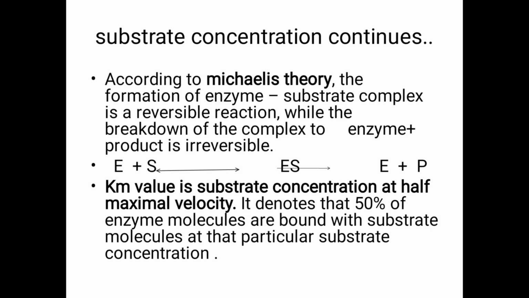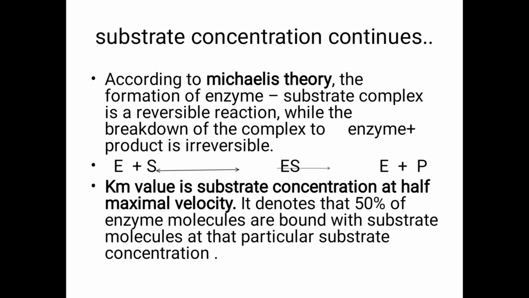In substrate concentration, according to Michaelis theory, the formation of the enzyme substrate complex is a reversible reaction. How to show a reversible reaction? Arrow marks on both sides: E plus S. So formation of the enzyme substrate complex is reversible, while breakdown of the complex to enzyme plus product release is irreversible.